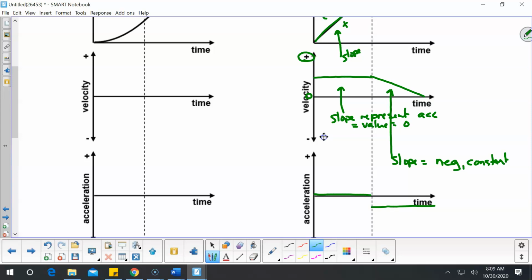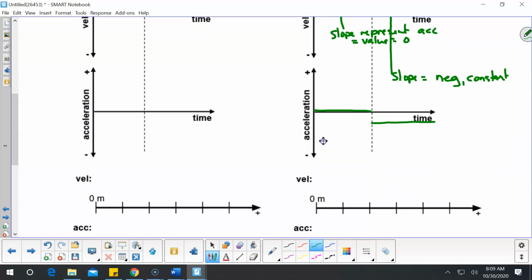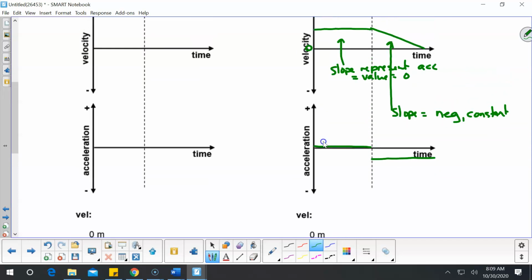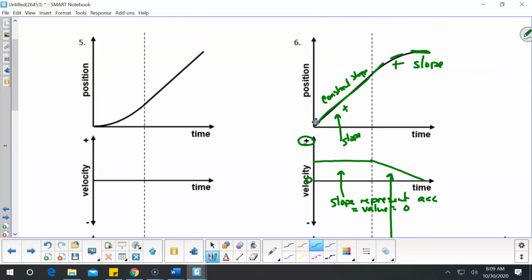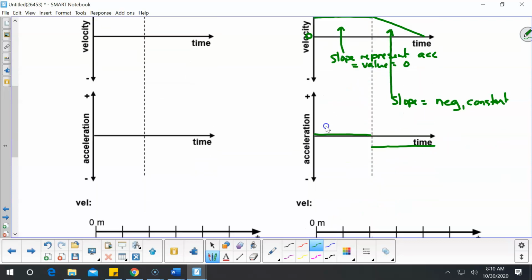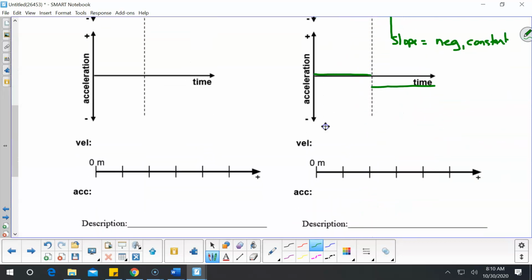Now, I need to go down and do my velocity vectors and my acceleration vectors. If I go back up here and look, it looks like I started at the 0 position, so I'm going to start at the 0 position. And I'm going to try to do this in the least number of vectors. It looks like I was going constant first, and then I was slowing down. And I'm going to say I stopped. That's my velocity vectors. Now my acceleration vectors.